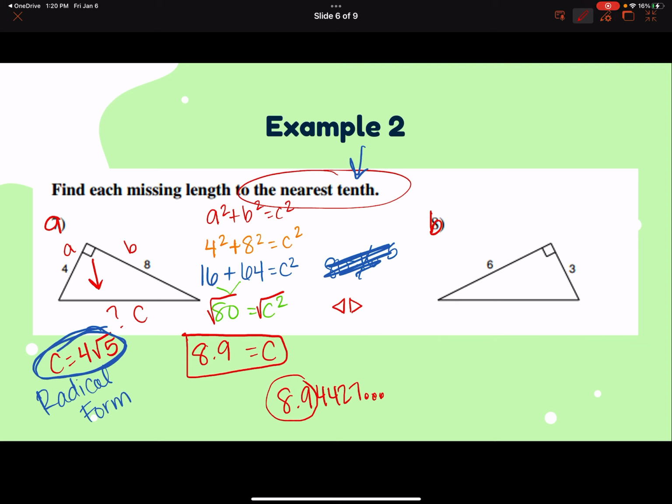Okay, let's try B. Again, I'm looking for C. I'm looking for the one across from the right angle. So here's A and B. It does not matter which one's which. You'll get the same thing either way. I'm going to write it up here. If I plug these in where they go, I'm going to let A be 6 and B be 3. 6 squared is 36, plus 3 squared, which is 9. 36 plus 9 is 45.